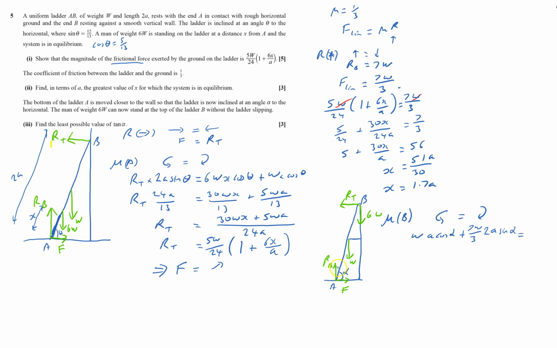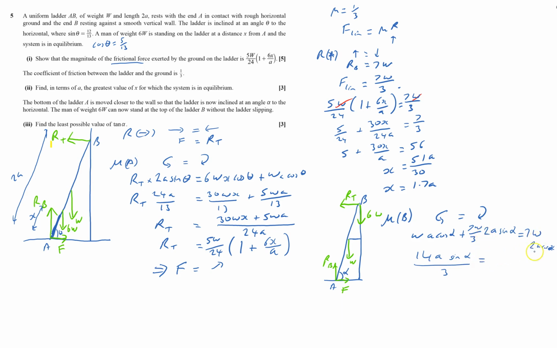2A sine alpha, and that equals RB, which is 7W. So it's 7W times by this distance here, which is the same as this distance here, which is 2A cos alpha. 2A cos alpha. A bit small there. And so if I multiply that out, that gives me 14A sine alpha over 3. That's this bit here.